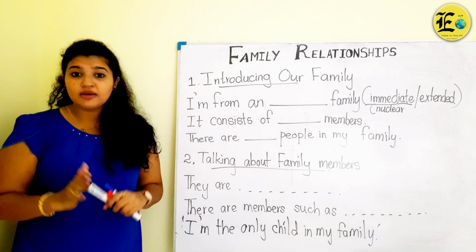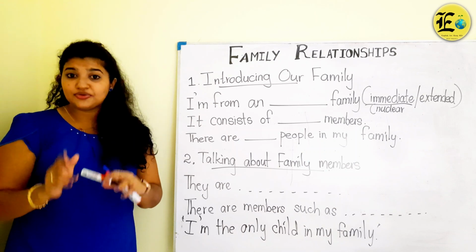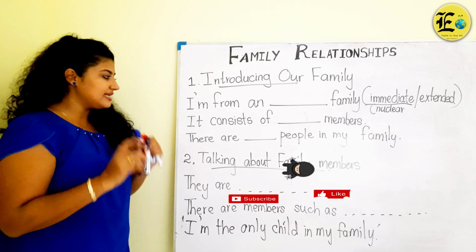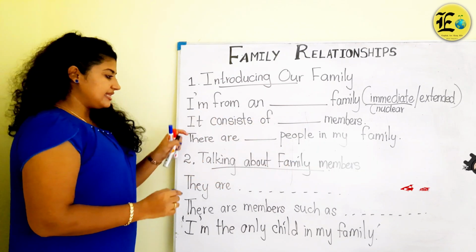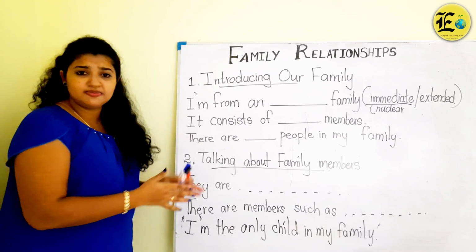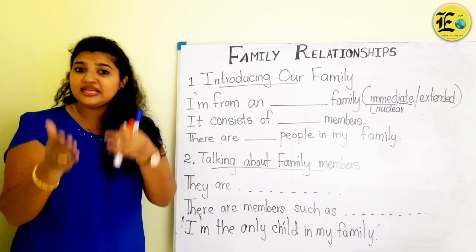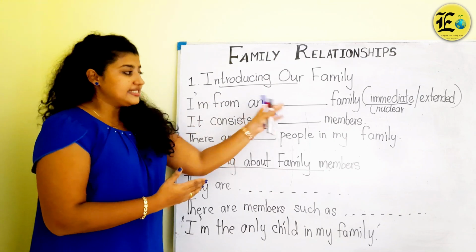Next, you have to talk about the number of members inside your family. And to represent that, we have two important phrases. It consists of blank members. There are blank people in my family. So for these blanks, you can insert the number of people inside your family. For example, it consists of 10 members.